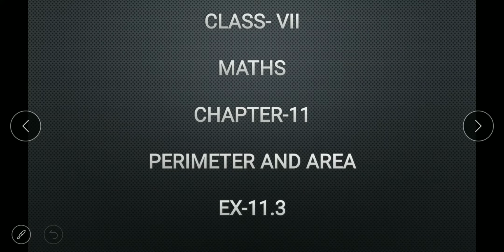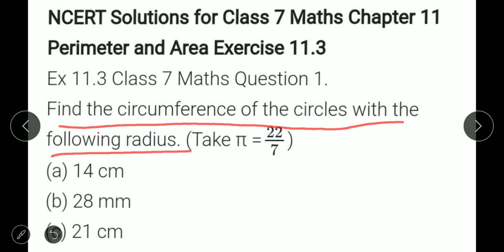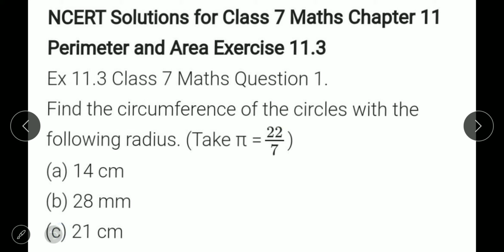Neha ma'am here. So today we have to start chapter 11, perimeter and area, exercise 11.3. Common question number 1 now. Find the circumference of the circles with the following radius. We have to find the circumference of the circles and they have given the radius.